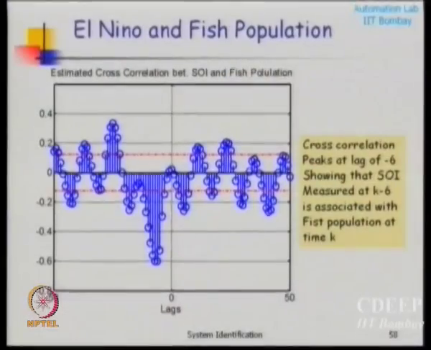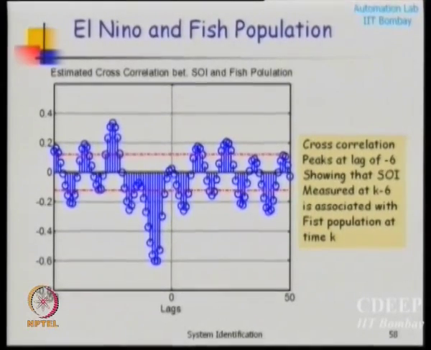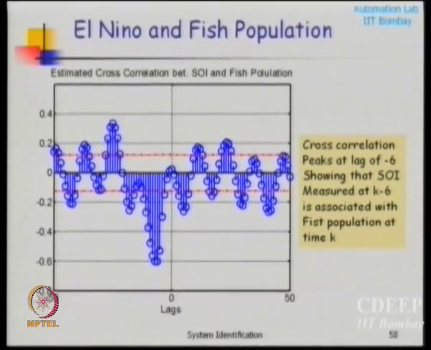Now if you take cross correlation, the cross correlation peaks at every 6 months interval, which shows that the index measured 6 months back is related to the fish population now. So if the index is changing, I can use this to do some predictions. I can use this idea to develop a prediction model. The way to do it is using transfer function models that we will learn later, but right now we are just analyzing the two series and saying that there is some correlation between the fish population and this index, and it seems to be lagged by 6 months. That's all we know from this correlation analysis right now.